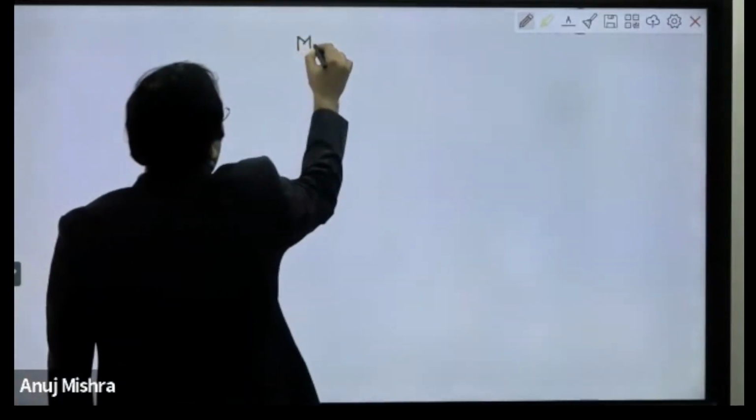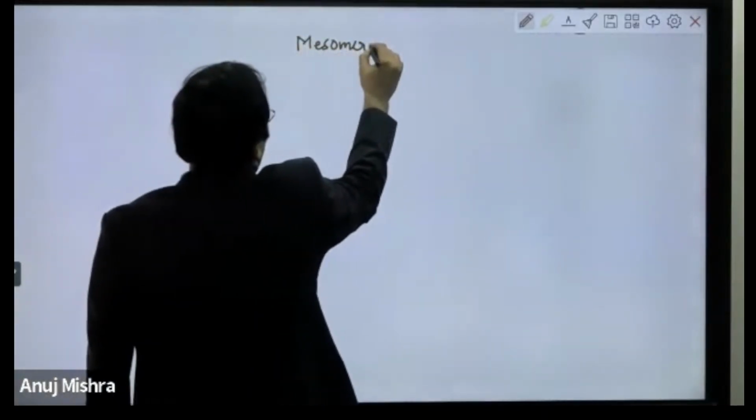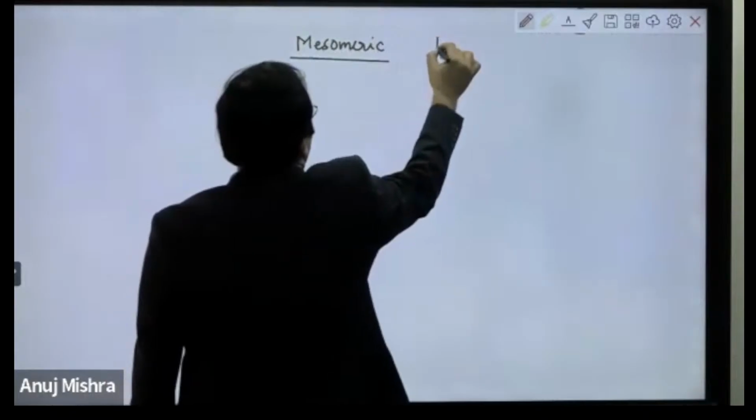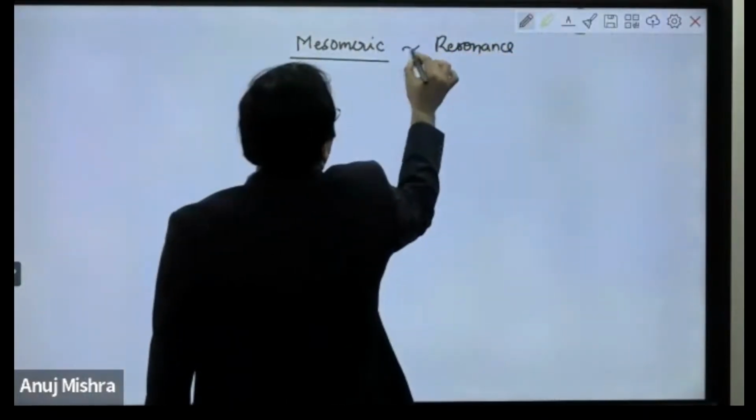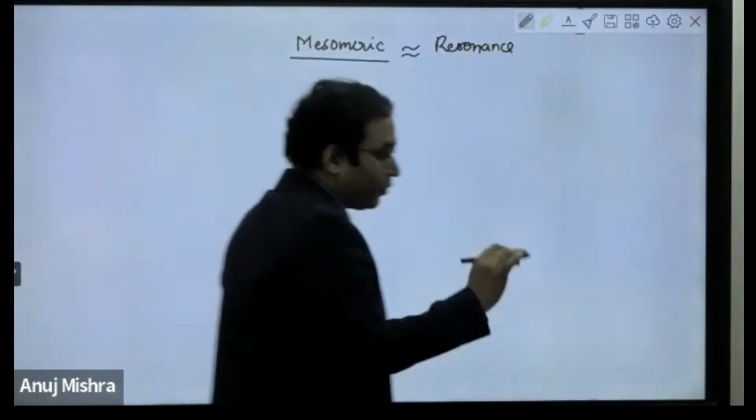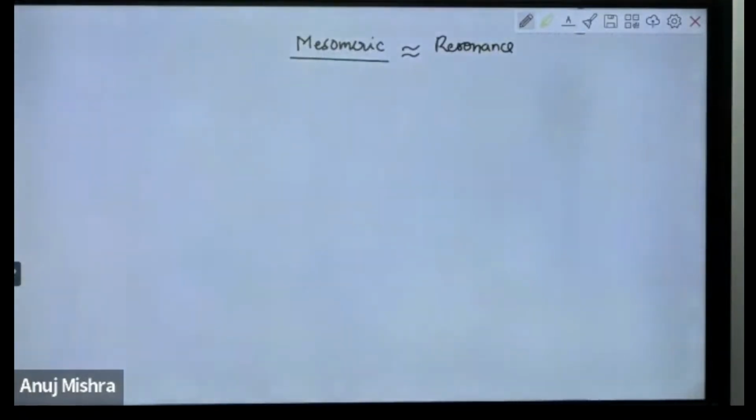So write down under mesomeric and resonance effect. So they are almost equal, but not exactly equal. That's the first point you should know. When I say mesomeric effect or resonance effect, they are not exactly same. There is some small difference, but as of now, at a very early stage, we can say both are same.